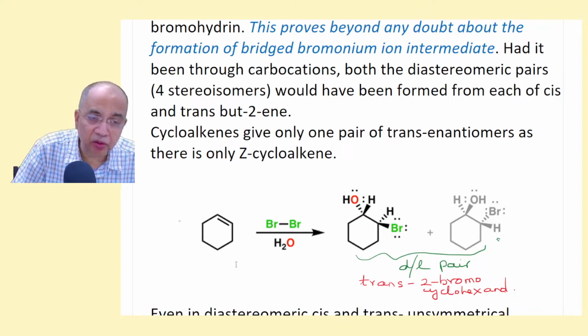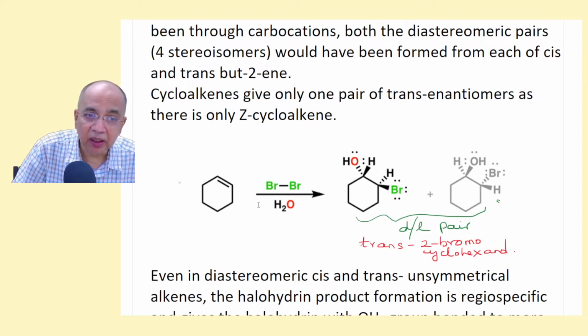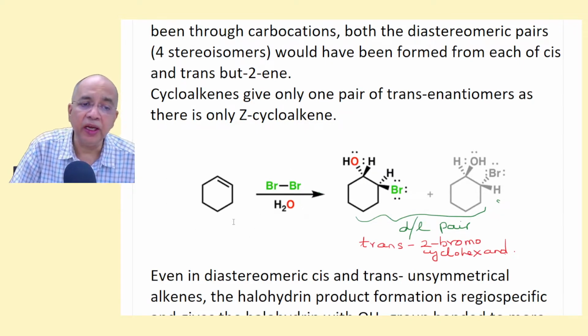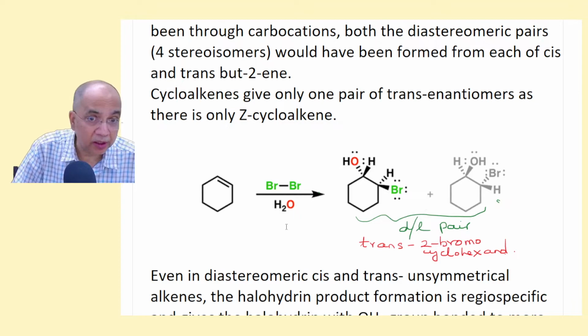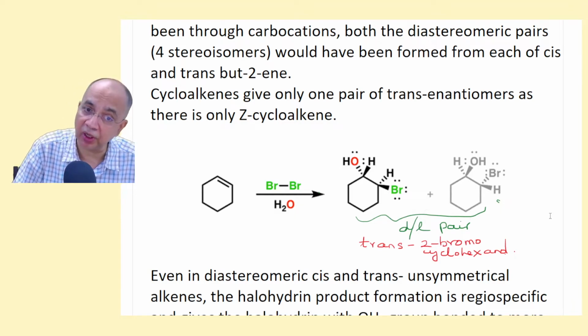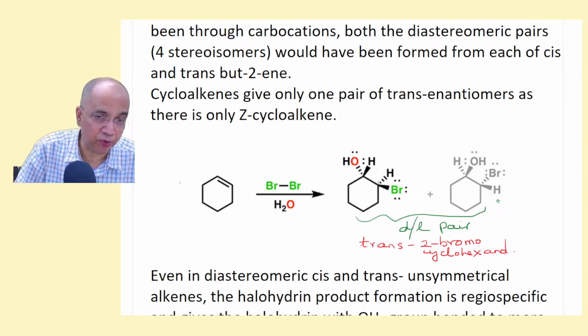Before we talk about cyclic compounds, I would like to say that cycloalkenes, for example cyclohexene, with bromine water give the halohydrin as the major product, and you get only a trans pair. OH and Br are on the opposite sides. Here it is the same: OH above, Br below, or OH below, Br above. You get only one DL pair.